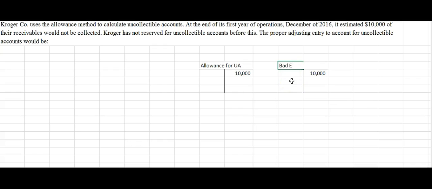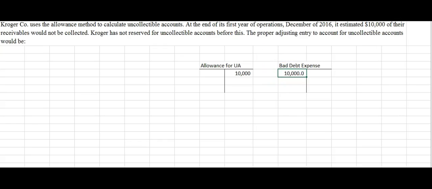Bad debt expense. So I want to recognize as bad debt expense in this period what's going to potentially occur later on. And I estimate that $10,000 of my receivables I'm not going to collect. I want to create sort of a reserve for that. So this is the proper entry to do.